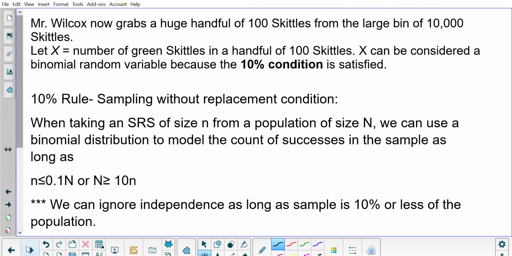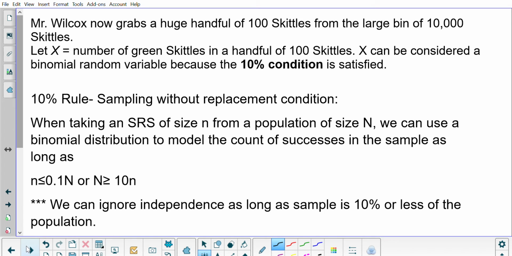So let's see. Now, Mr. Wilcox grabs a huge handful of 100 Skittles from the large bin of 10,000 Skittles. Let X equal the number of green Skittles in a handful of 100 Skittles. X can be considered a binomial random variable because the 10% condition is satisfied. Well, what is this 10% condition?